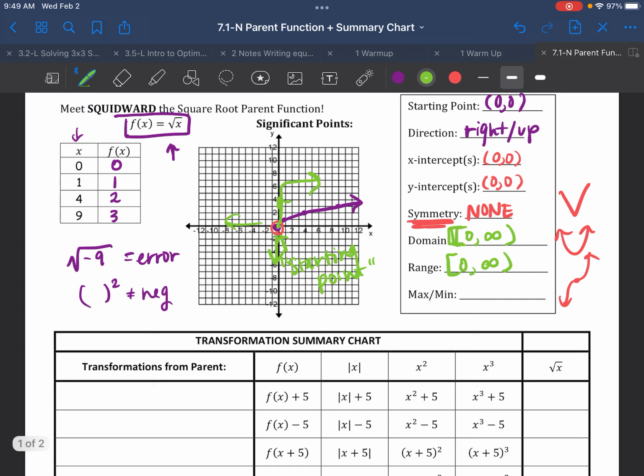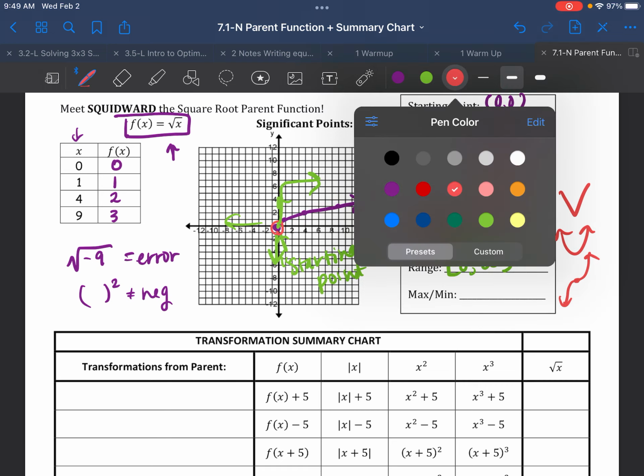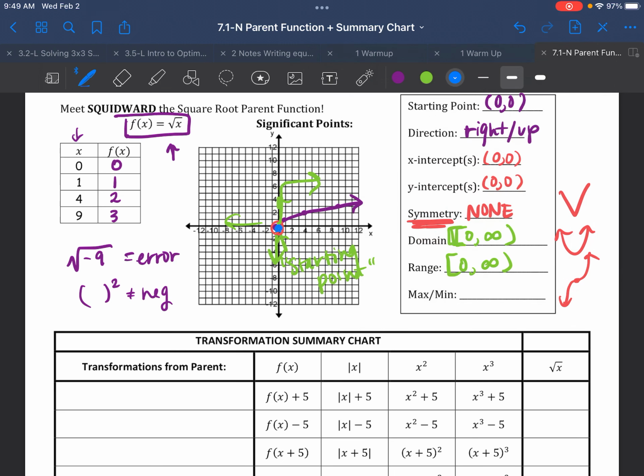Now for the max and min, we have what is called a global min here. This starting point is a global min. So no matter which interval we start looking at, which we'll do on the back, we need to keep track of where that starting point is, because if it's on the interval, it's automatically going to be one of your extrema values, either your max or your min.